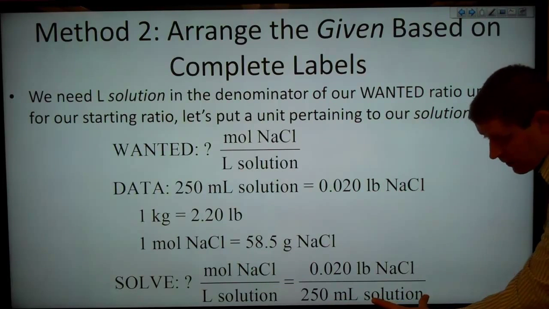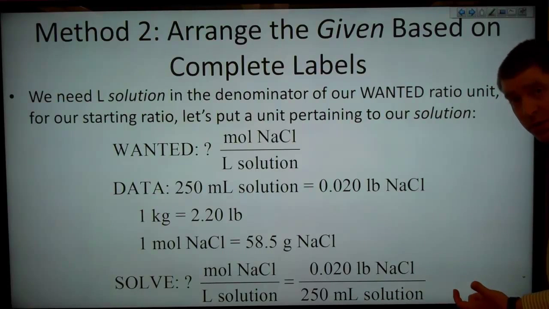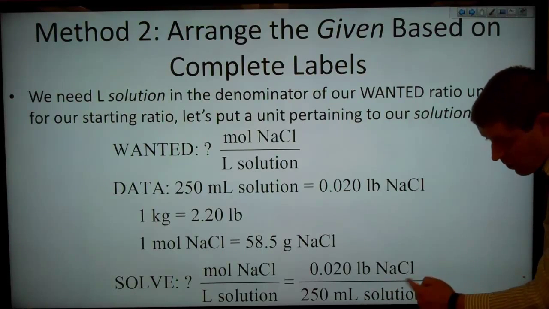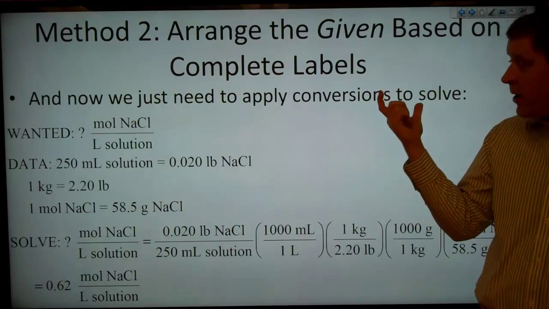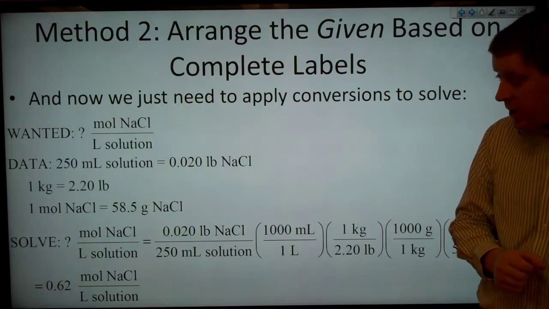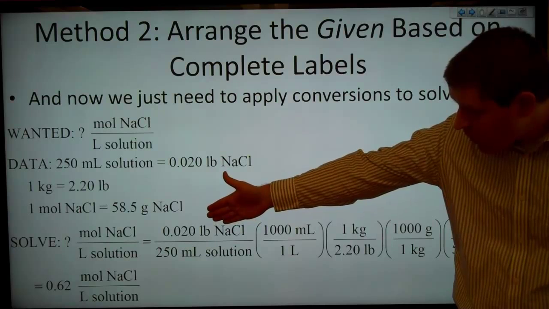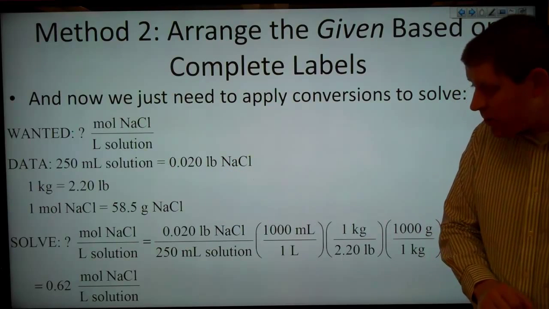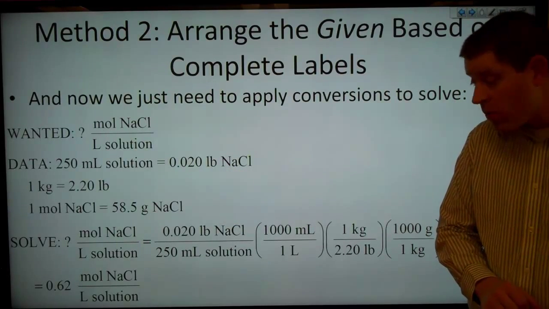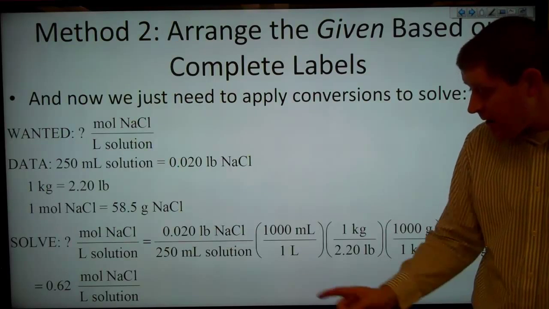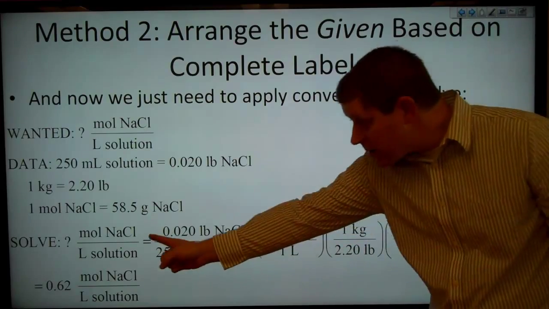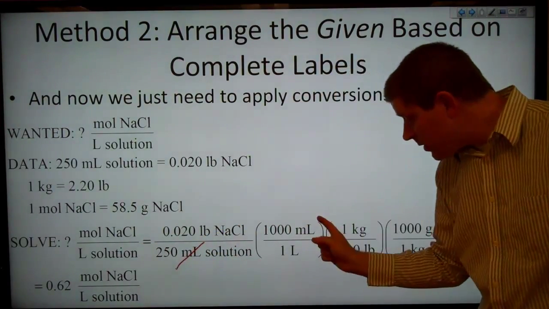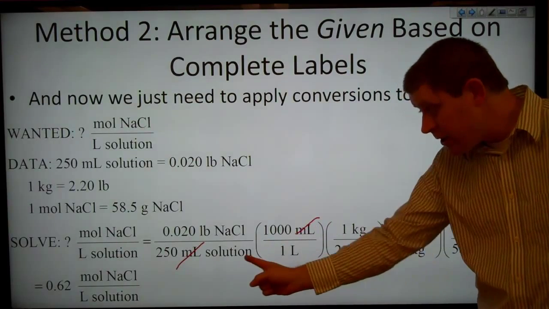We're still going to have to convert from milliliters of solution to liters of solution, but we know how to do that, and now we know for sure that that milliliters is in the right place. So now we just need to apply conversions in order to solve. So we have what we started with on the last slide, the 0.020 pounds of sodium chloride over 250 milliliters of solution. And now we'll convert from milliliters of solution. We want to get rid of milliliters because we want liters of solution. So we'll get rid of milliliters here, and we'll be left with liters in the denominator.